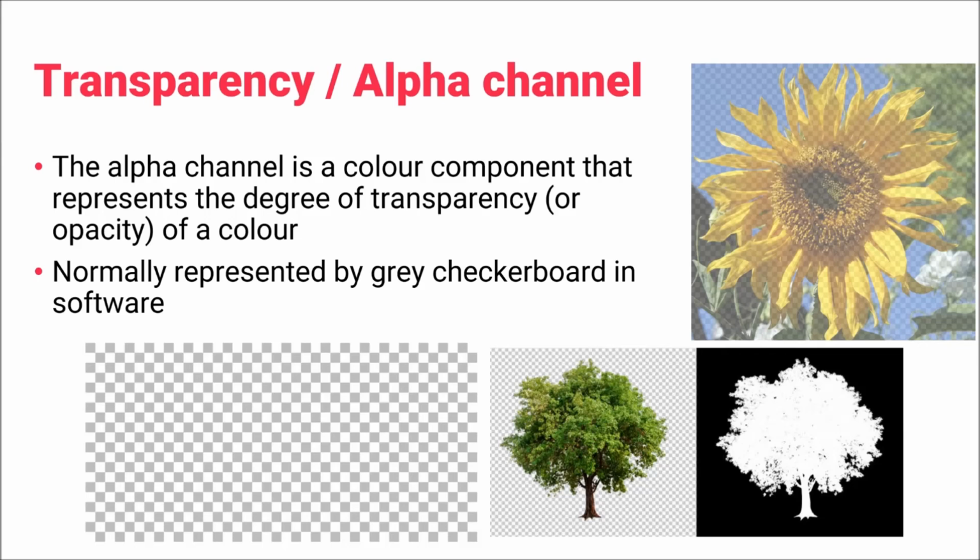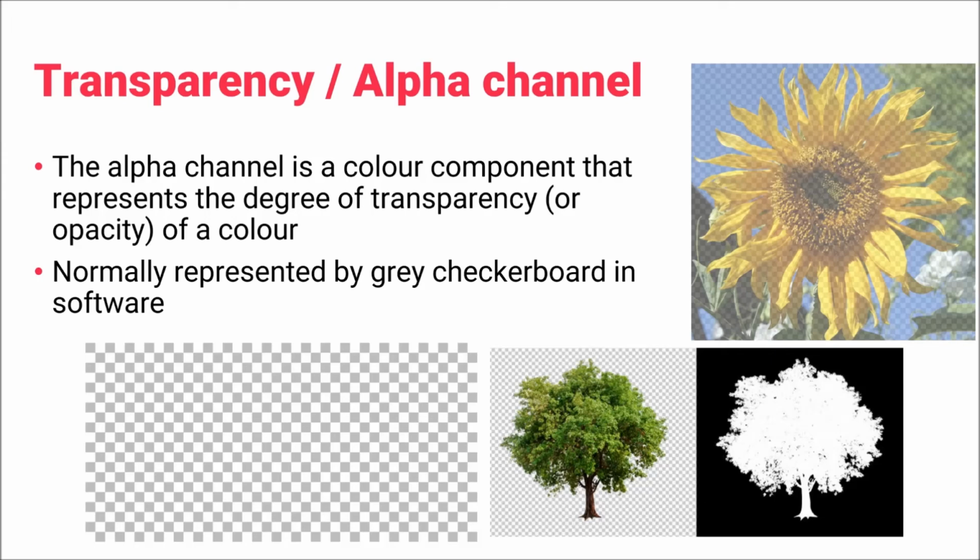And then it also can have an alpha value, which is sort of its level of opacity. If you set that to 0, then it will be completely transparent. And if you set that to 100, it will be completely opaque. So you can see the sunflower here is probably set to about 50% transparency. So it's sort of like half visible.